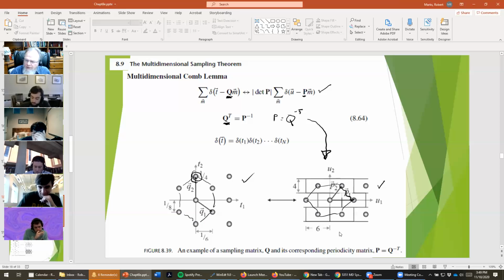Now you've noticed that I have made this representation here in terms of two dimensions, but you will notice that the equation here is applicable in n dimensions, okay? It's applicable in any dimension that you want to. There's a proof of the multidimensional comb lemma in the book.